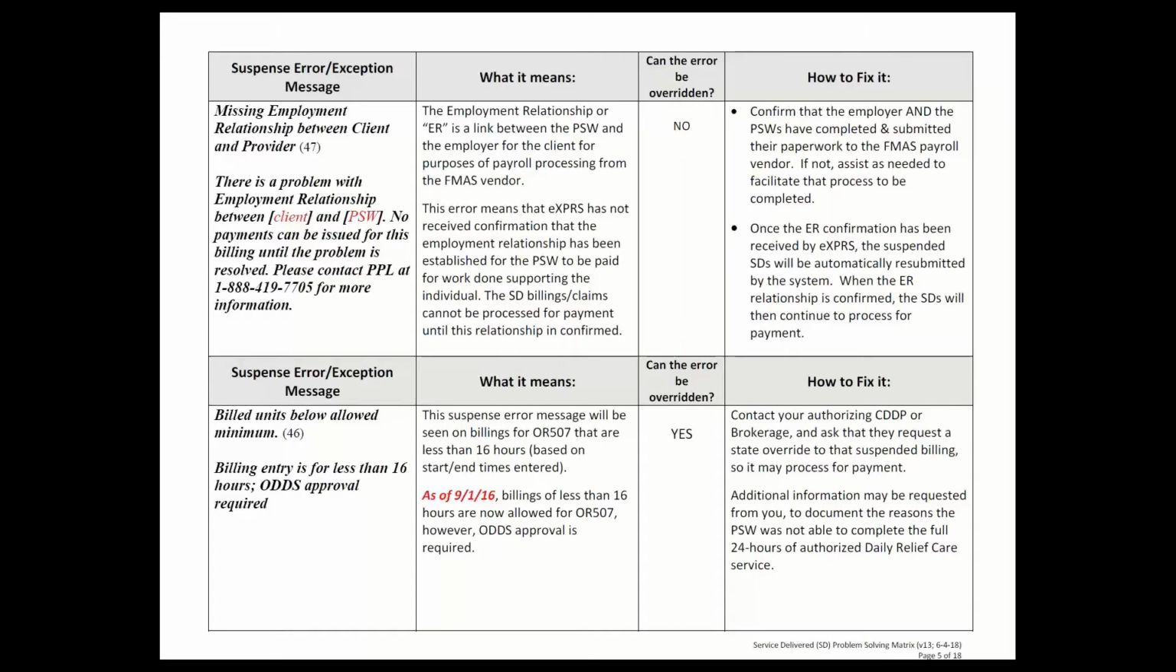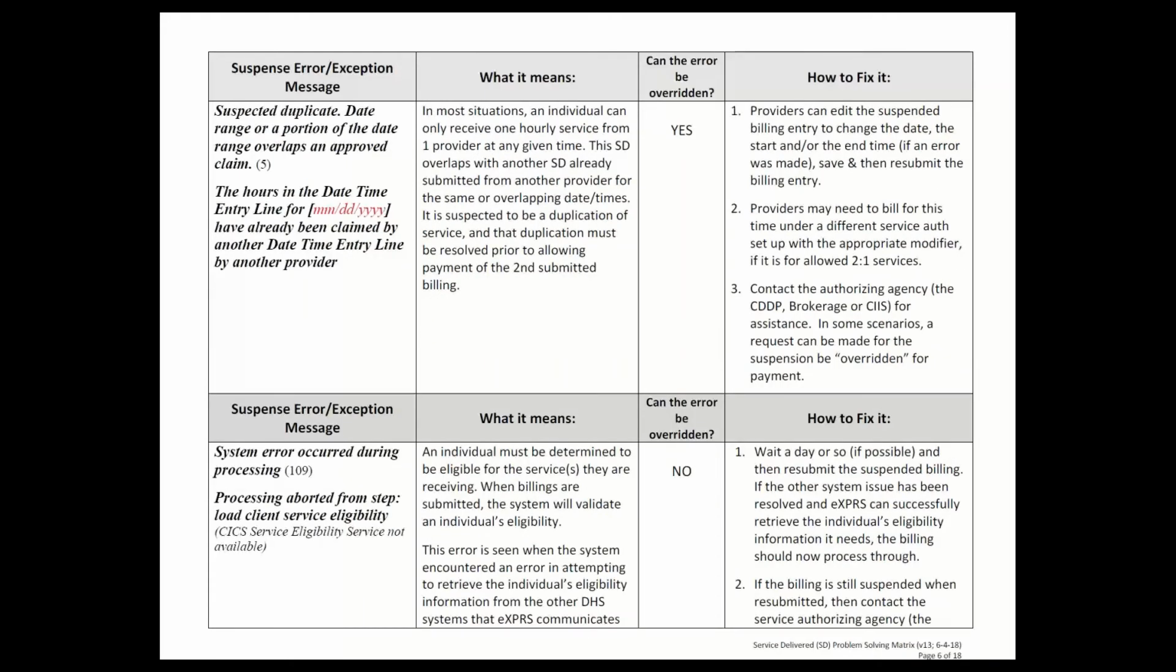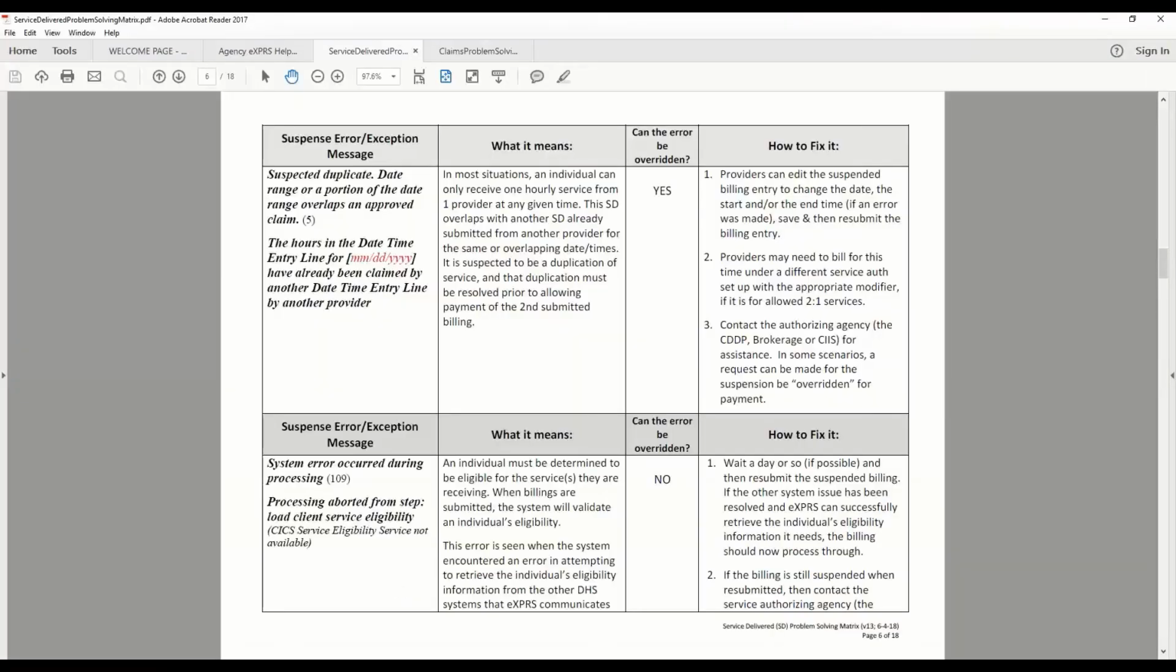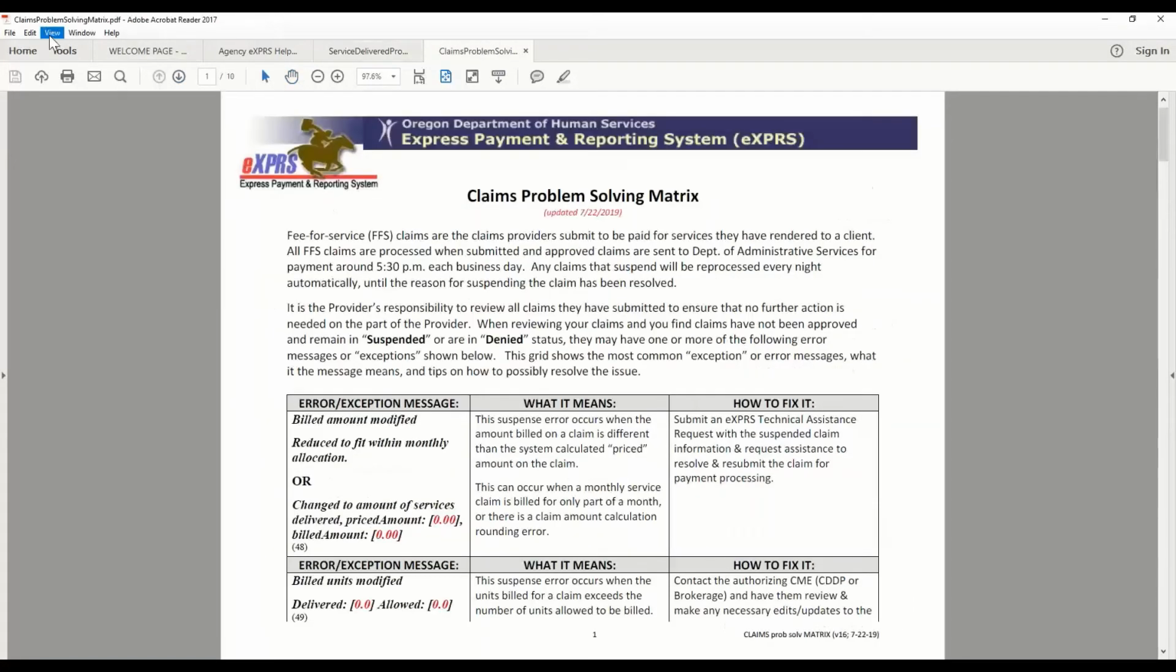And so it just lists individual particular error messages. Now, these are the most common error messages that you would get for service delivered. It's not every single one that's possible in the system. So if you do get an error message, like suspected duplicate, which is one that you might see a lot, or hours already claimed by another provider, it tells you how to resolve that. So make use of this particular document. Get familiar with it. I think it will save you a lot of headaches if you have stuff that does suspend out on your SD billings and you're not sure why. This will help you find that information. And then you're armed with more information when you need to ask for assistance.